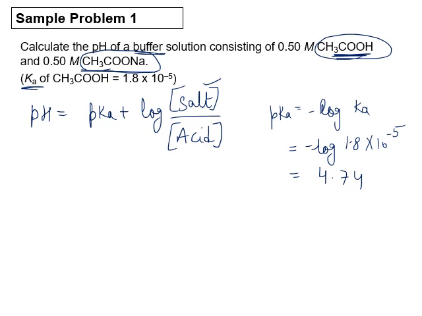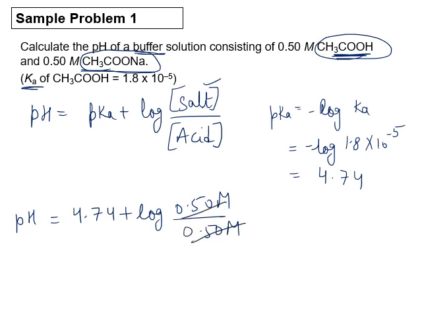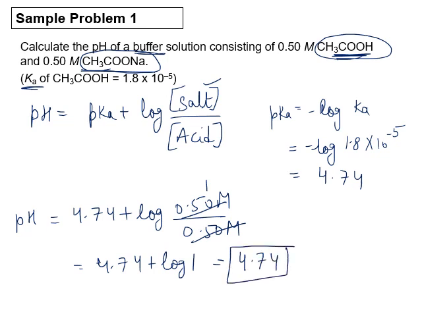So what is my pH? pH is going to be 4.74 plus log 0.50 molar divided by 0.50 molar. This cancels, you get 1, which is 4.74 plus log of 1, which is 0, which essentially gives you 4.74. So that is your answer for this question.